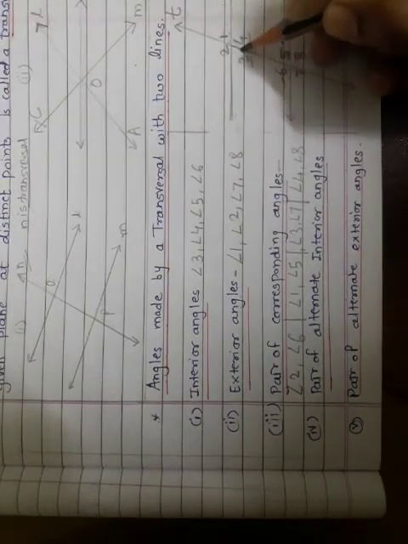Alternate means what? See here, like a Z pattern. This angle 3 and angle 5 are alternate, because angle 3 is lying on one side and angle 5 is lying on the other side. So this is known as alternate interior angles. These are interior angles, but these are the alternate interior angles. Also you can write angle 4 and angle 6. Angle 4 and angle 6 are the alternate interior angles. Understood? Like a Z pattern.